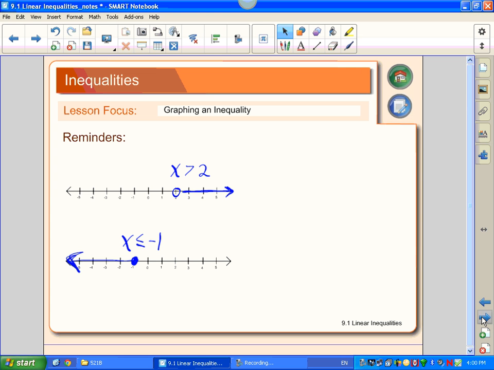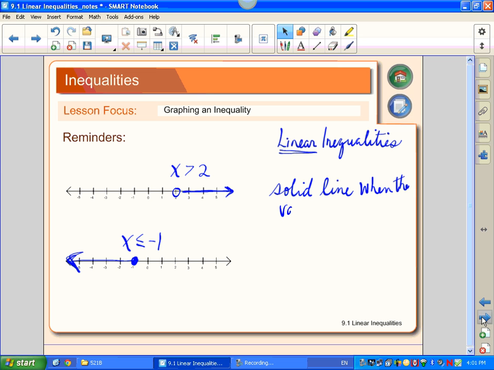We're going to do something similar, except remember we're dealing with linear inequalities. So this topic is on linear inequalities. We're dealing with lines. So we're going to have something very similar to this. We're going to have a solid line when the values on the line are included.